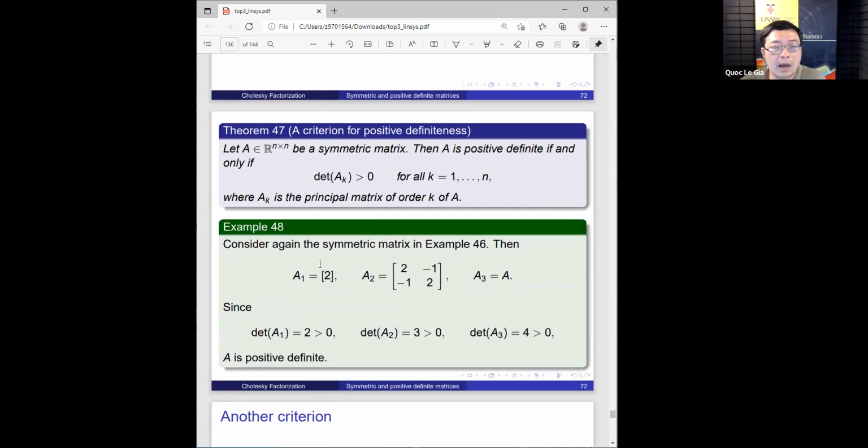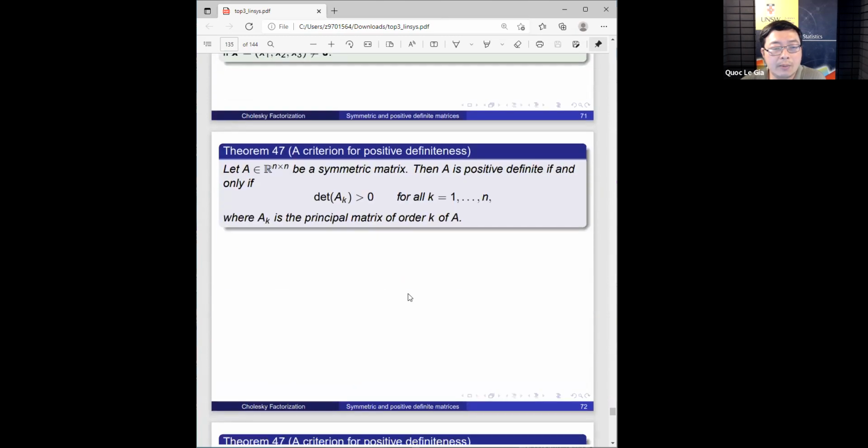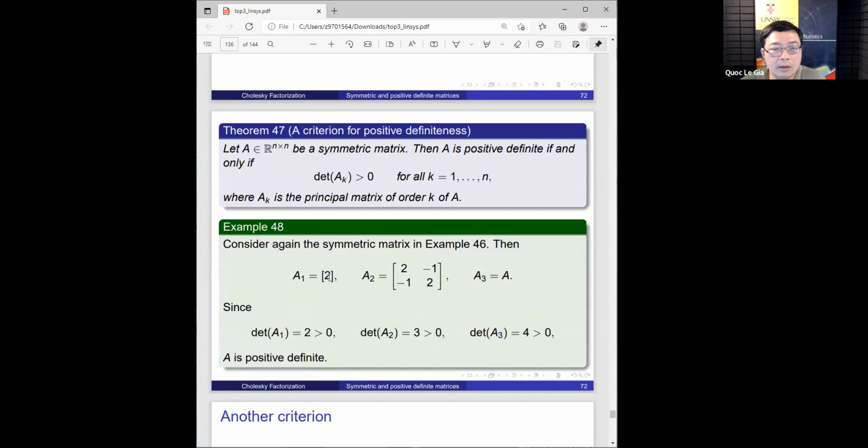Suppose the matrix is again the one from the previous example. Looking at the determinants, A1 is just the number 2, so it's positive. For A2, you have 2, 1, 1, 2, so the determinant is equal to 3, positive. And the determinant of A3, you can compute by a formula or by MATLAB, is equal to 4, so positive as well. Therefore, it's a positive definite matrix.